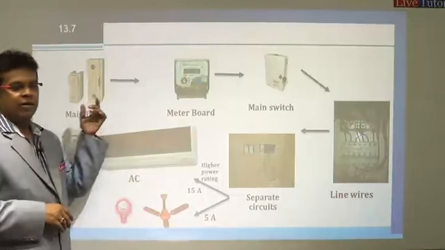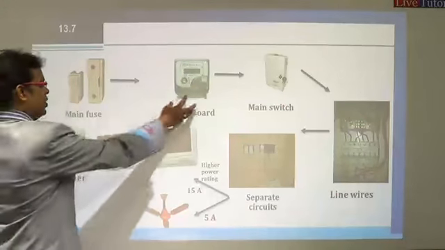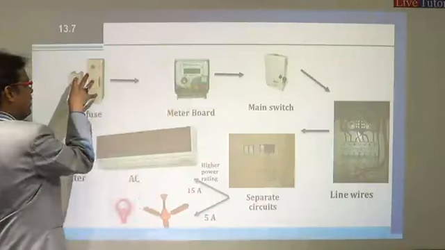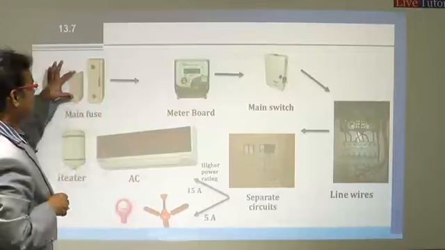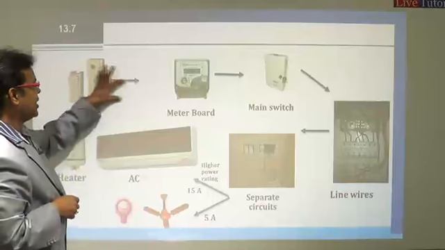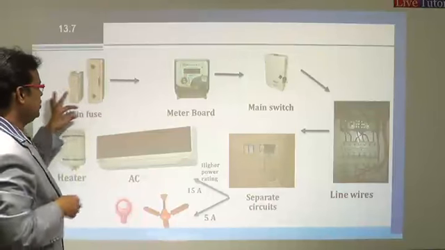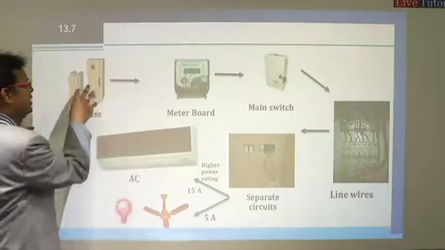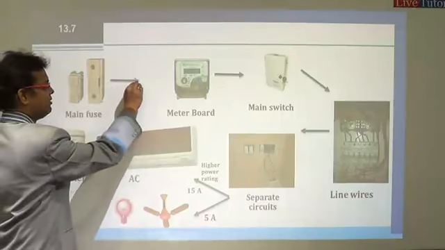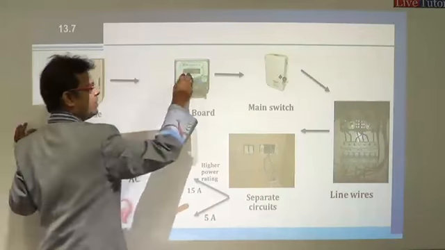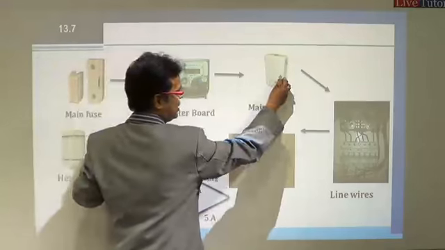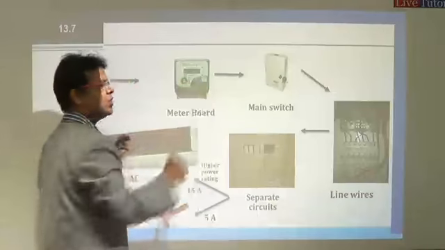Now, how is the circuit made in a house? Usually, in the main board we have a meter board. Before the meter board there is a main fuse. These are called carriers, which will carry the current, along with the main fuse. What is the fuse? After this we will learn. So through this only the current will flow to the meter board. From the meter board there will be a main switch, and this main switch is for controlling the current.